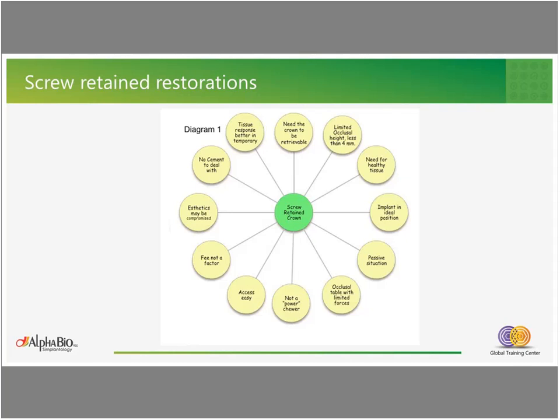And it can also give us the ability to retrieve or to take out the restoration at any time without causing any harm or any damage to the restoration or to the implant, especially when we have some temporary period or some healing time that we have to wait, and to be able to control the case in several stages.